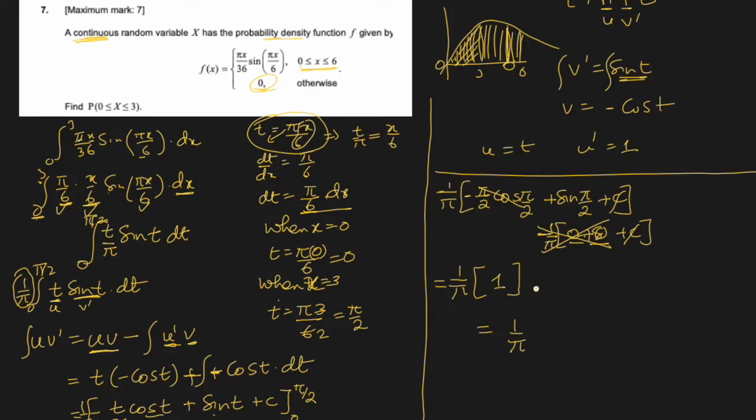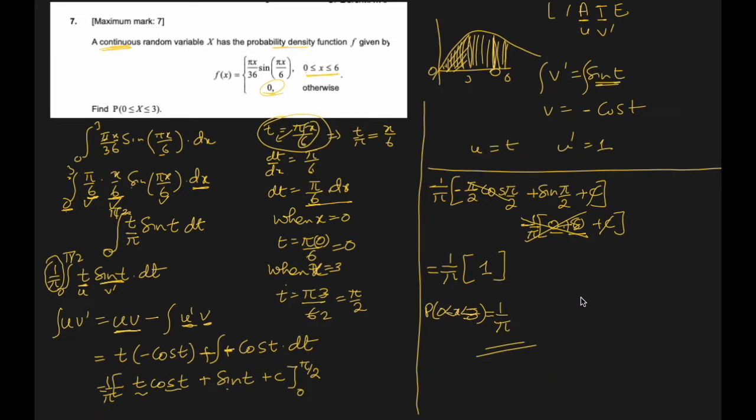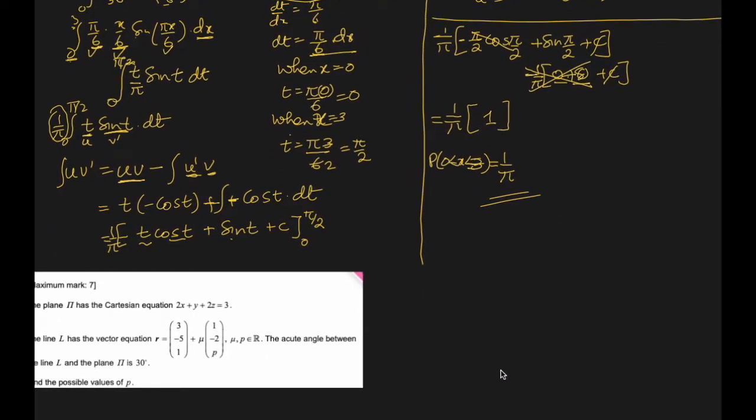What are they asking? Probability, right? 1 over pi. So the probability that it is between 0 and 3 is 1 over pi. That's the final answer. Great. Let's go to the next question, number 8.